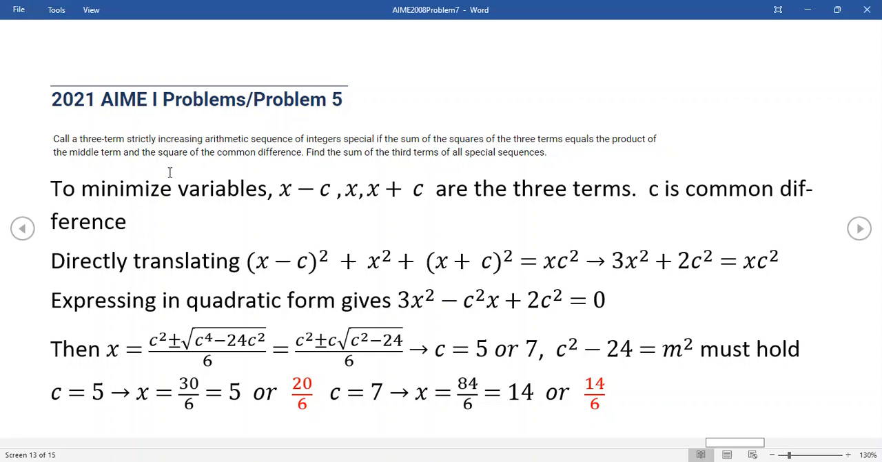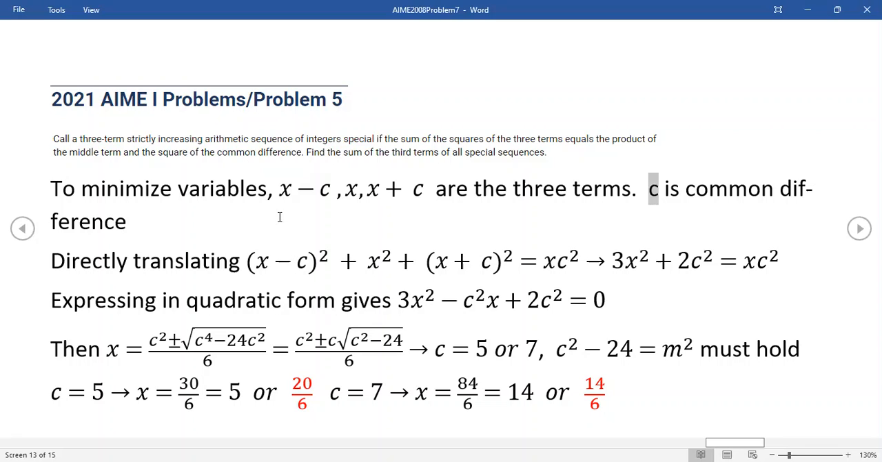Just setting this up was a little bit of a challenge, trying to figure out how many variables to declare. To minimize variables, I just chose the variables x and c. So the first term is x minus c. These are all integers, remember. x is the middle term, and x plus c is the last term. And of course, c is the common difference here.